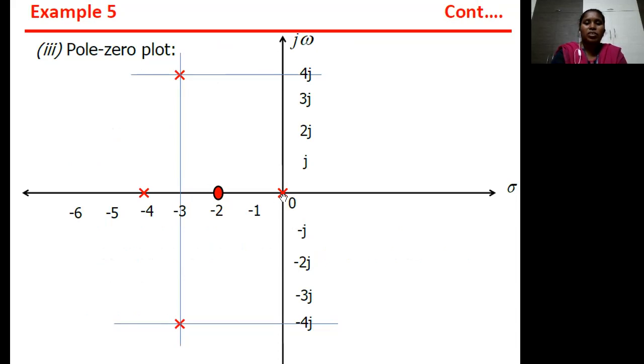So here I represented 0. And the second one is minus 4. The 0 and minus 4 both are represented with a cross mark, right? And what is the third one? That is minus 3 plus j4.